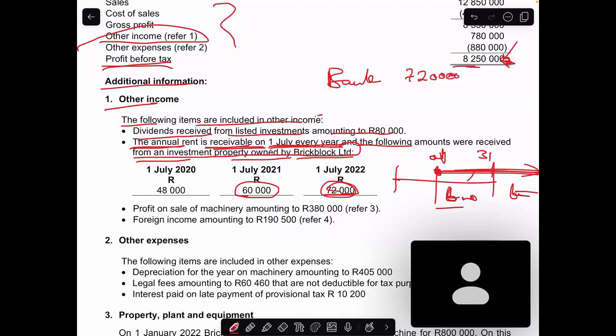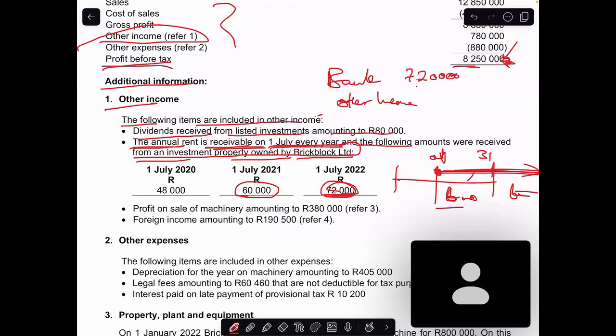Of this 72,000, what is going to go to other income? Other income is half of it, which relates to 6 months. The other 6 months is prepayment. Half of this is how much? 72 divided by 2.